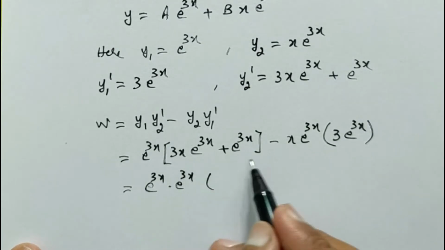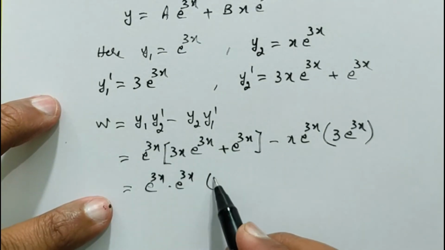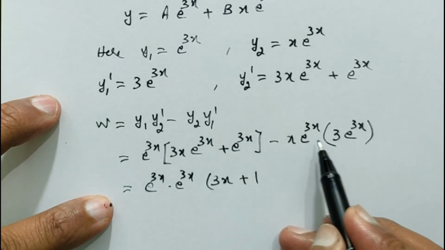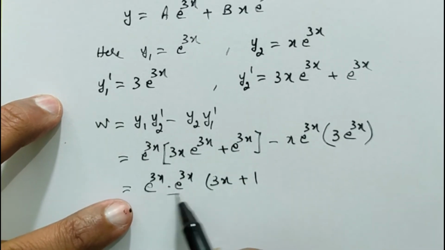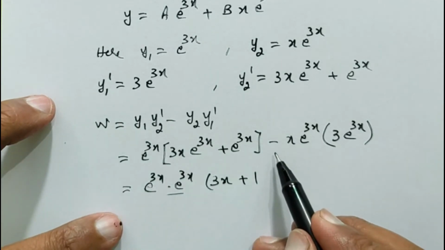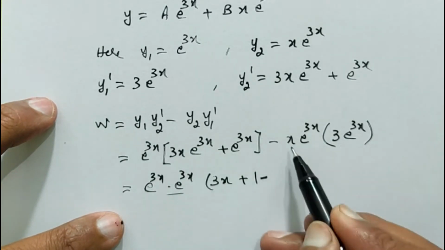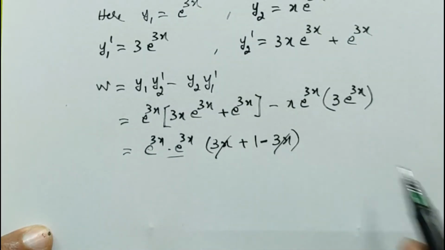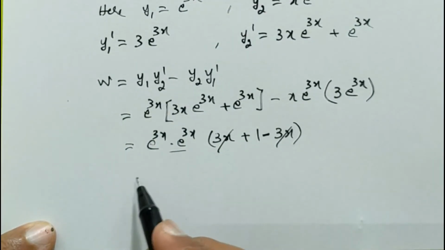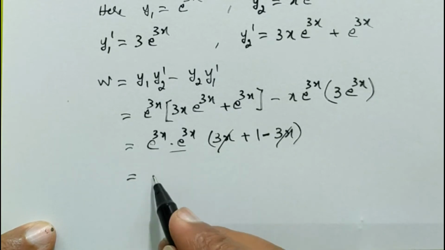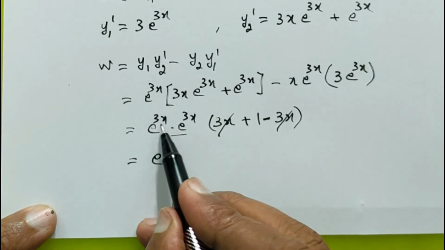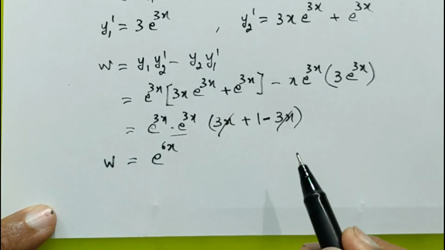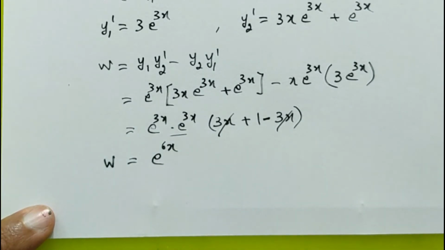So what value will I be left with? Here I will be left with 3x. Here I will be left with 1. Here also e power of 3x, which you can take common outside. So what will be left here? Minus 3 into x, so 3x will be left. Plus 3 and minus 3 will cancel out. You are just left with 1. And e power of 3x into e power of 3x will be e power of 3x plus 3x, which becomes 6x. So the Wronskian W will be e power of 6x.